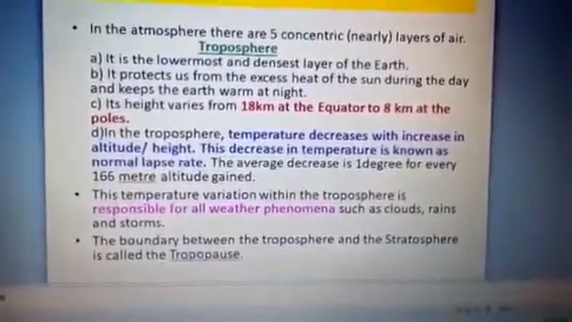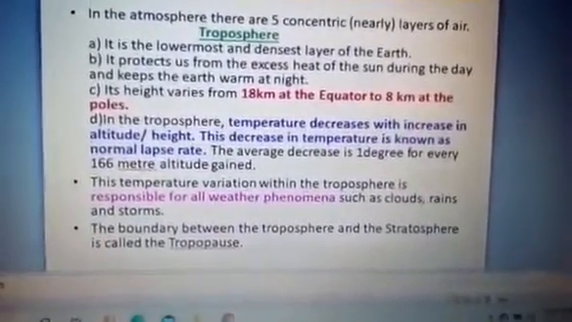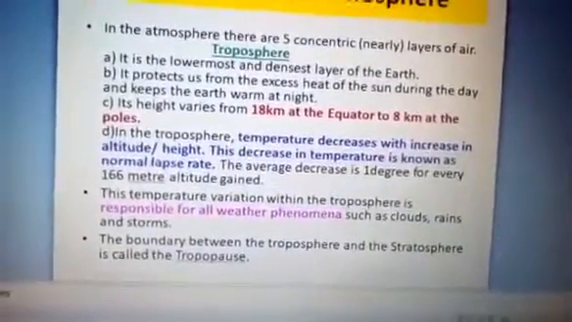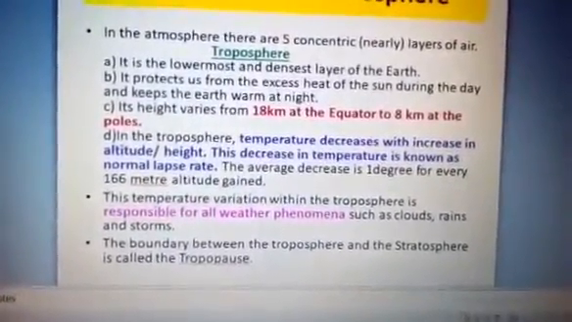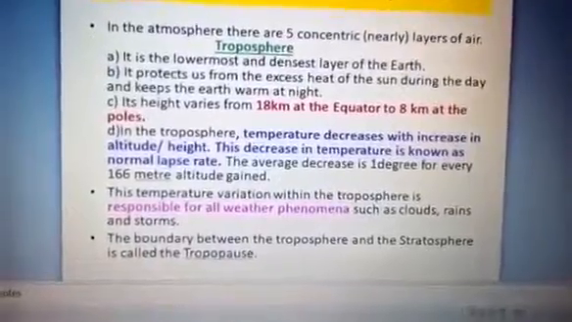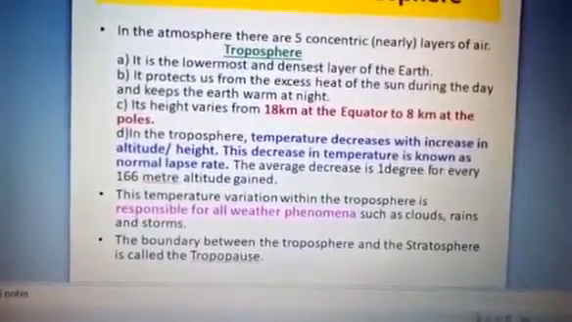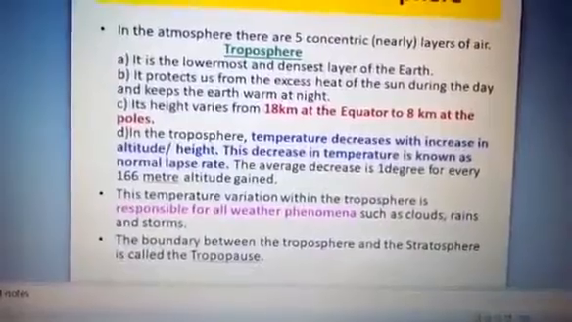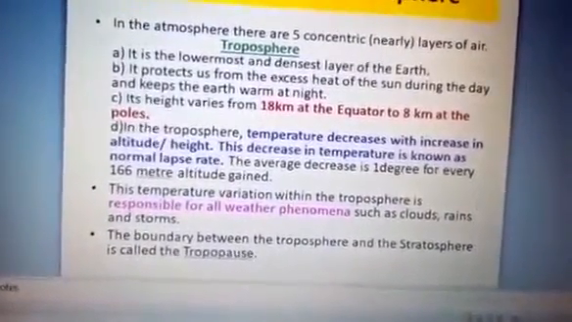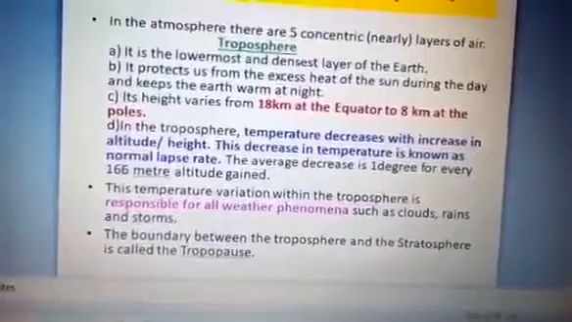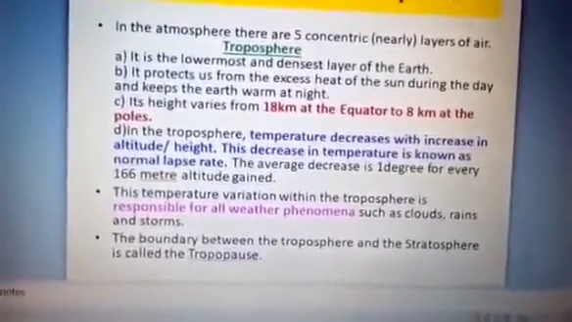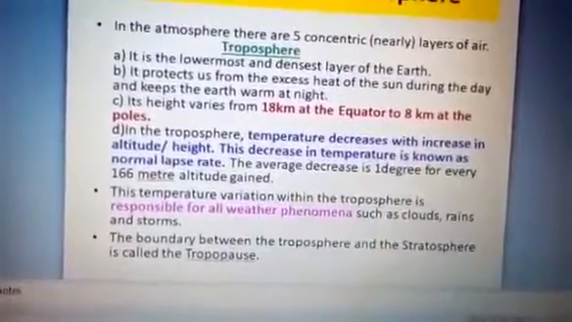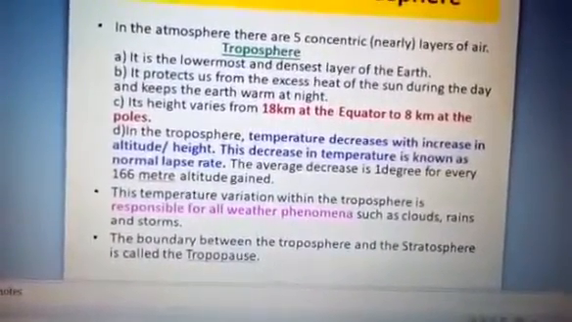It's very important. There are many application based questions which are in terms of the lapse rate. So make sure you have understood it and learnt it. Then the temperature variation within the troposphere is responsible for all weather phenomena such as the cloud, rain, and the storms. So, if I ask you a simple question as to why do we have all the weather phenomena in the troposphere and why not in the stratosphere, then you should know what is the major reason, that is the temperature variation which is there in this layer.